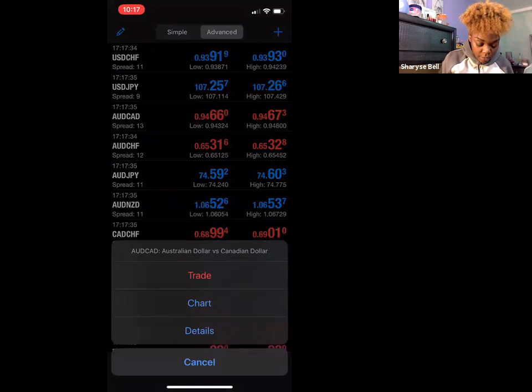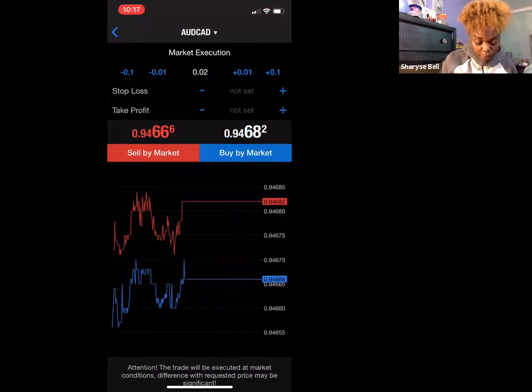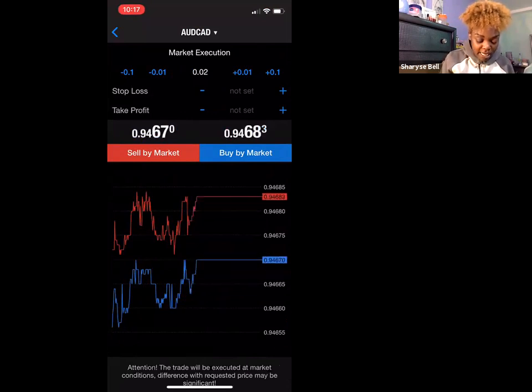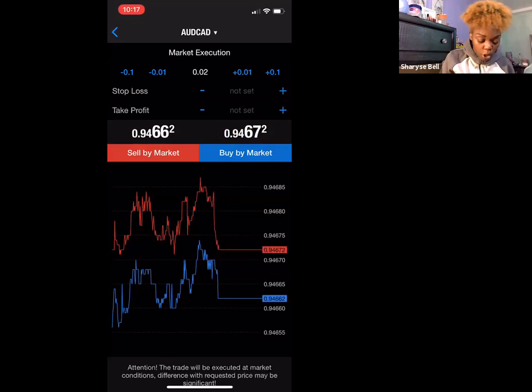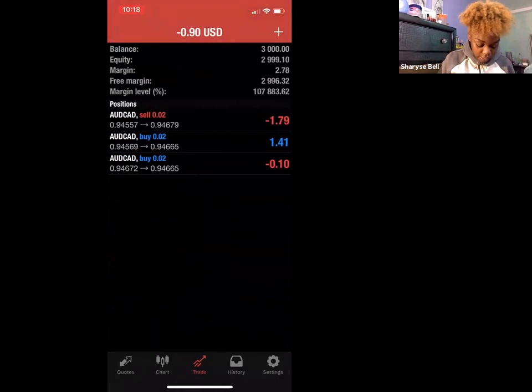So AUD CAD, you're gonna hold down, you can go to chart, check the chart, or you can go straight to the trade page. Now let's talk about the trade page, all right? This is where we actually enter into our trades, all right? So now we have AUD CAD at the top with a little arrow to the right-hand side of it, okay? Now what you can do is, instead of going back to your quotes page, you can now tap this at the top, and let's just say we're going to enter into AUD CAD, right?